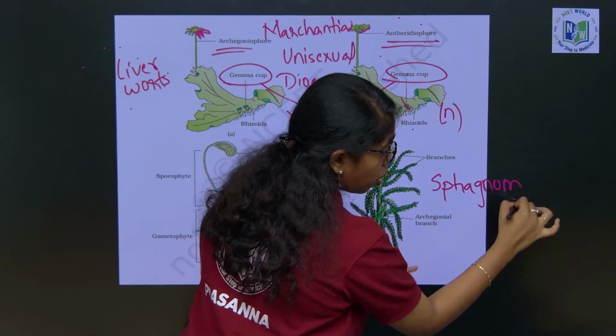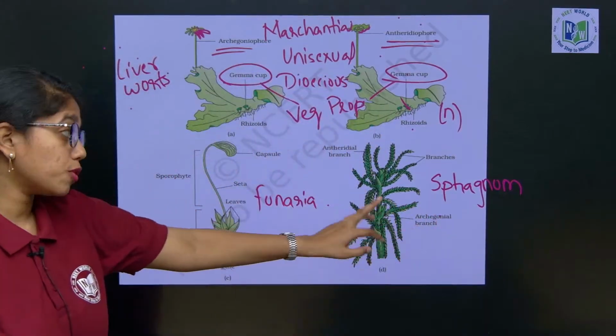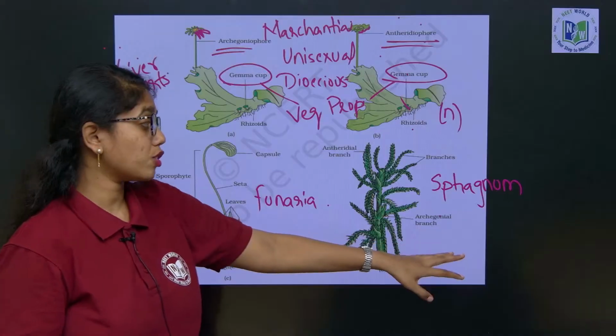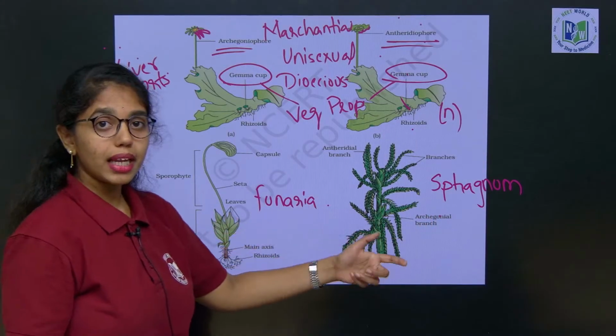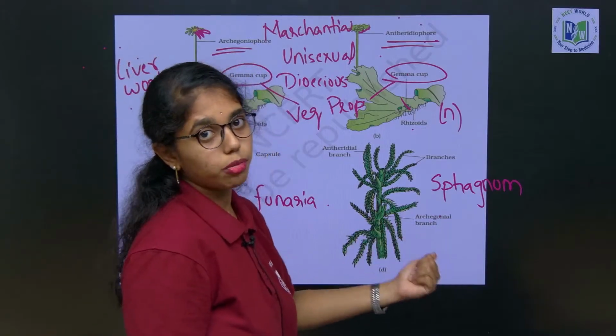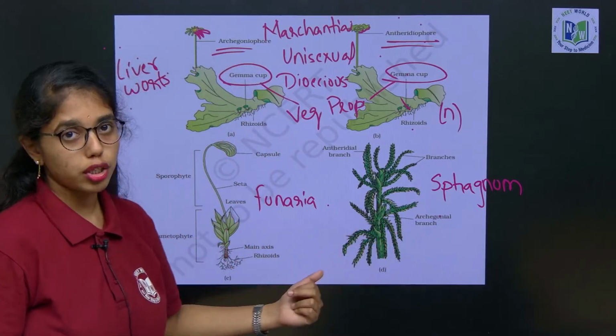Which is also called as peat moss, bog moss. Many a time the questions are asked based on the commercial importance of sphagnum also. What are the common names, like other names for sphagnum? Peat moss, bog moss or cotton moss.